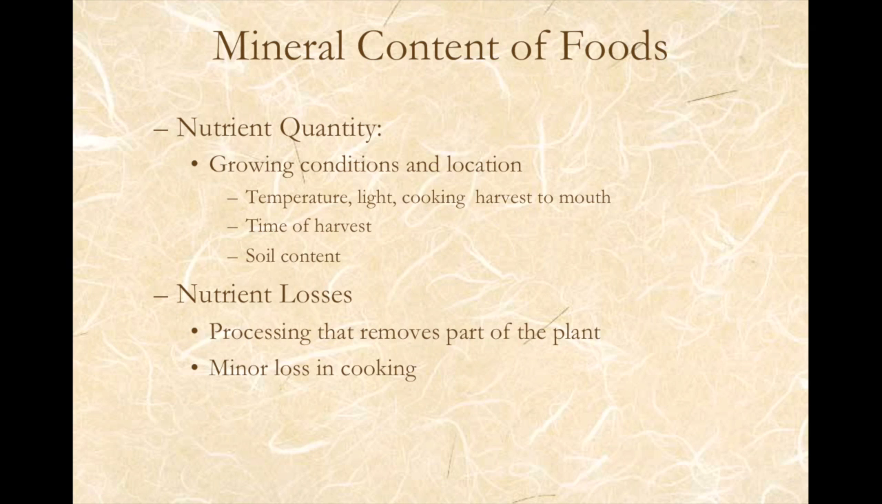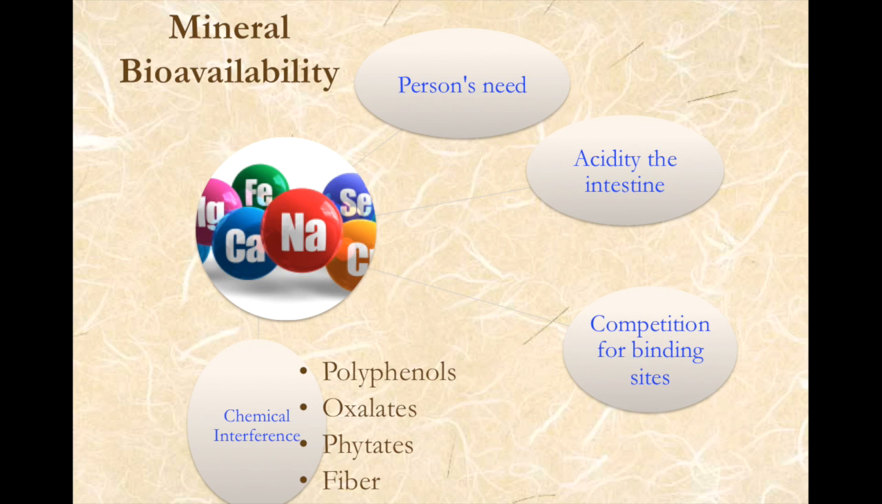So we can remove it, we can process it. It's pretty stable during transportation, temperature, etc. We do get minor losses in cooking, but it's pretty stable in terms of nutrient losses. But where we see the biggest difference in minerals versus vitamins is in bioavailability issues. So bioavailability influences mineral levels in the body significantly. So let's just talk briefly about each one of these.